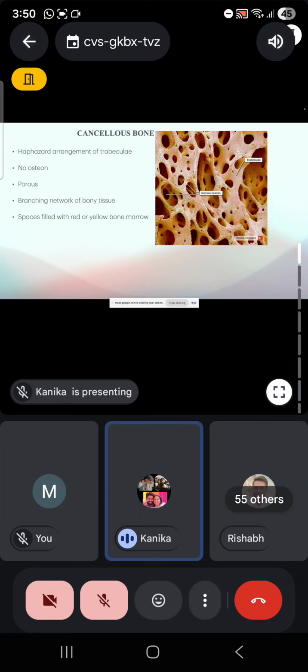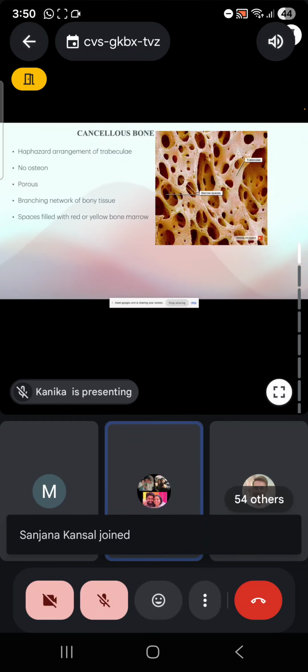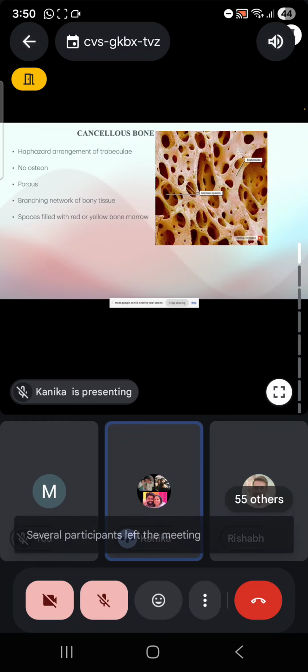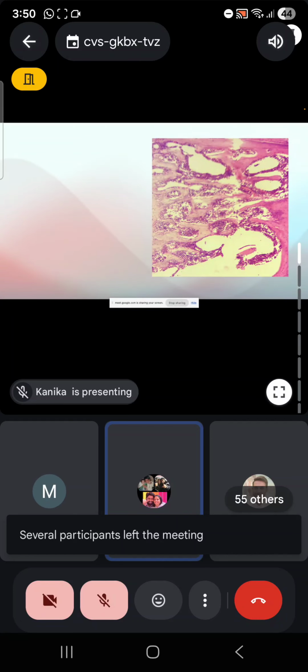So, in cancellous bone there is a haphazard arrangement of the trabeculae, and we cannot appreciate osteons here. It is highly porous. It is a branching network of bony tissue, and the space is filled with red and yellow bone marrow. So, this is the histological picture of the cancellous bone.